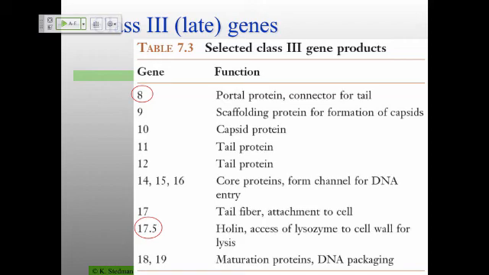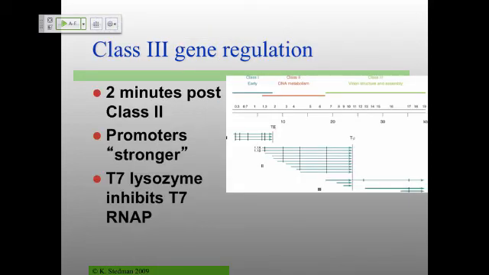Why do you get more of these class 3 genes? Turns out that the promoters are stronger for these genes. How do you get a stronger promoter?